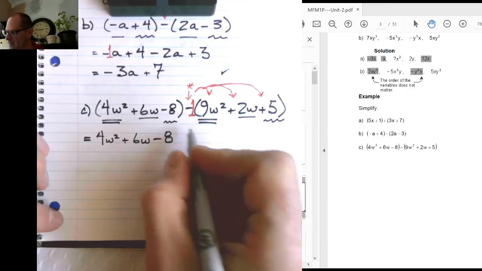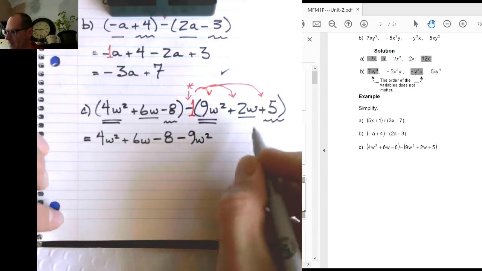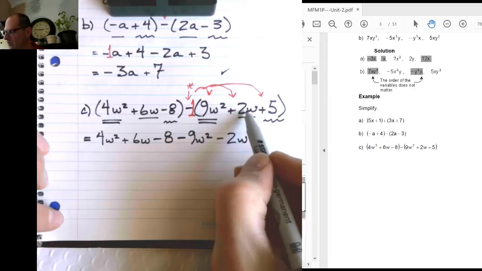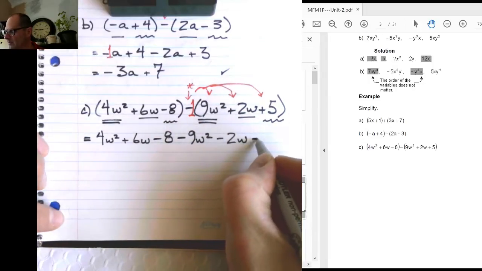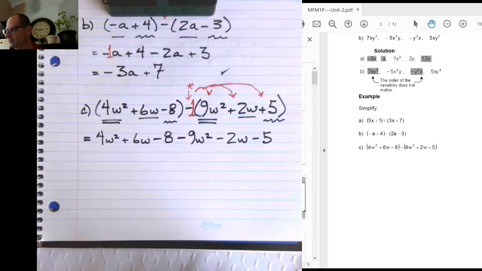So -1 times 9 is going to become -9w squared. This becomes -2w, because that -1 multiplies times that term. And the -1 multiplies the +5. So when we multiply a negative times a positive, we end up with a negative.